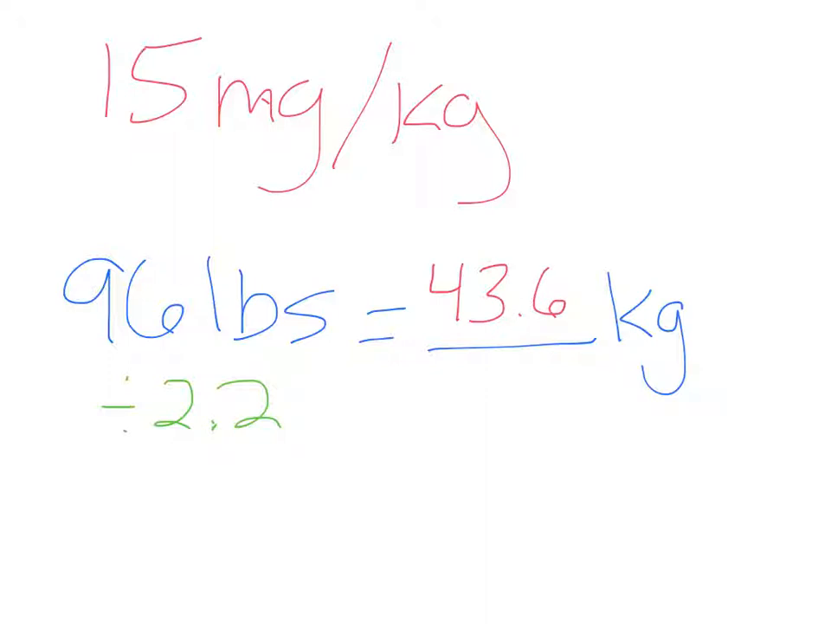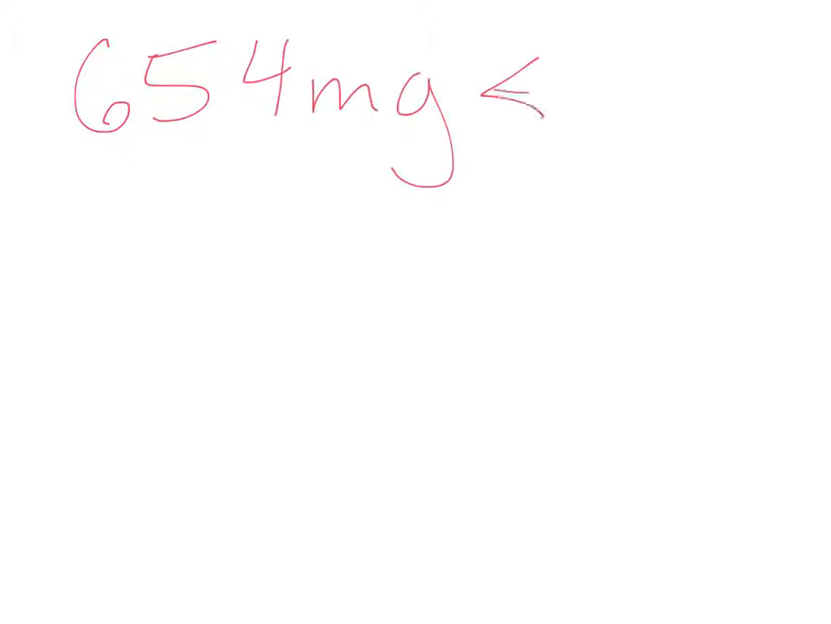So again, any patient gets to take 15 milligrams for every kilogram that they weigh. Our patient, who weighs 43.6, is going to take 43.6 times the dosage of 15. 43.6 times 15 is about 654. So let me erase this real quick and show you what I mean. That means they're going to need 654 milligrams of this drug. That's the same thing as saying this is what's ordered.